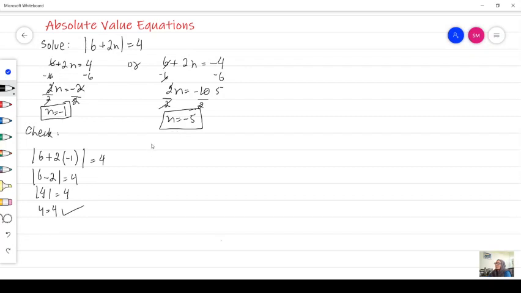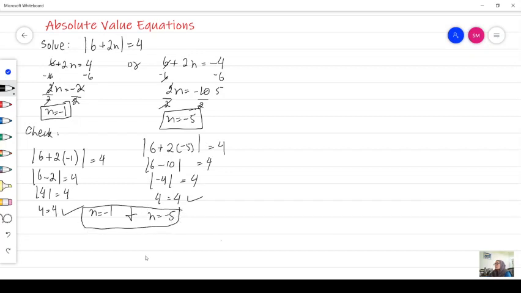Let's try negative 5. So I'm going to have the absolute value of 6 plus 2 times negative 5 equals 4. Then I have 6 minus 10 within the absolute value equals 4. That gives me negative 4 within the absolute value equals 4. Now if you pay attention, the absolute value of negative 4, when you take it out, turns positive. So that's true too. It means negative 5 and negative 1 are my answers in this case. So we are good to go. You're going to say n equals negative 1 and n equals negative 5. These are my two answers.